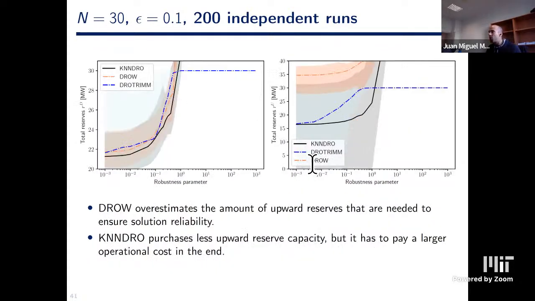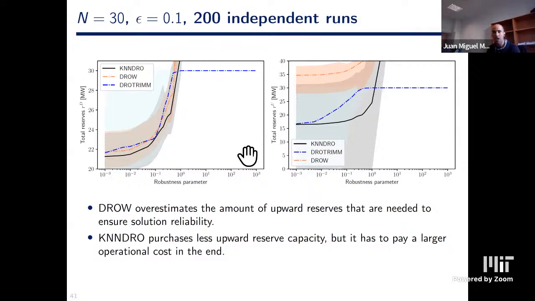These plots are analogous to the previous one, except that they show the amount of total upward and downward reserve capacity procured under each method. On the one hand, DROW overestimates the amount of upward reserves that are needed to ensure solution reliability. On the other, while it is true that KNDRO procures less upward reserve capacity, so it has a lower reserve provision cost, when it comes to the real-time operation of the power system, it has to pay a larger operational cost in the end.